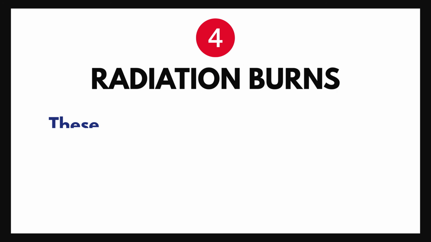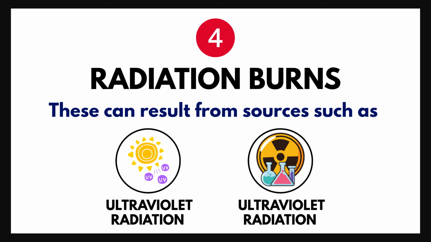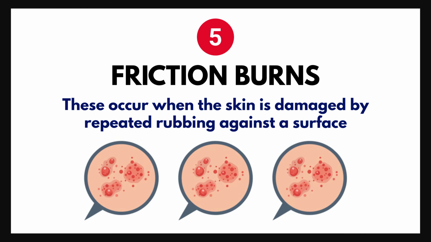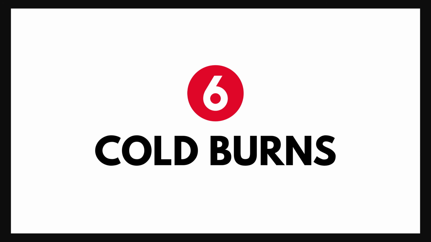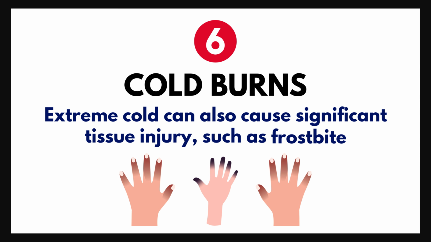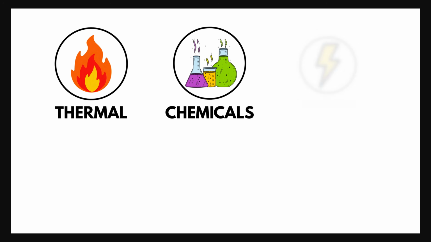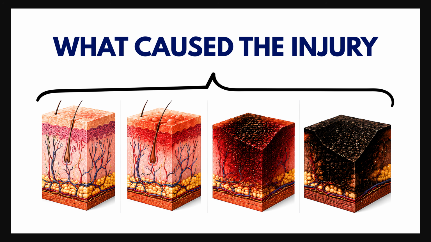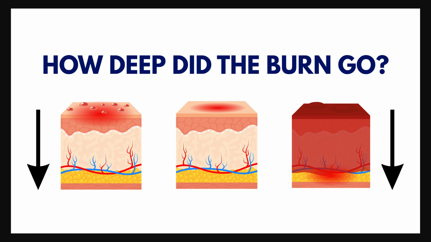Radiation burns. These can result from sources such as ultraviolet radiation from the sun or medical radiation. Friction burns. These occur when the skin is damaged by repeated rubbing against a surface. A common example is road rash. And finally, extreme cold can also cause significant tissue injury, such as frostbite. So remember: thermal, chemical, electrical, radiation, friction, and cold. These describe what caused the injury, but now we need another classification. Instead of asking, what caused the burn, we ask, how deep did the burn go?